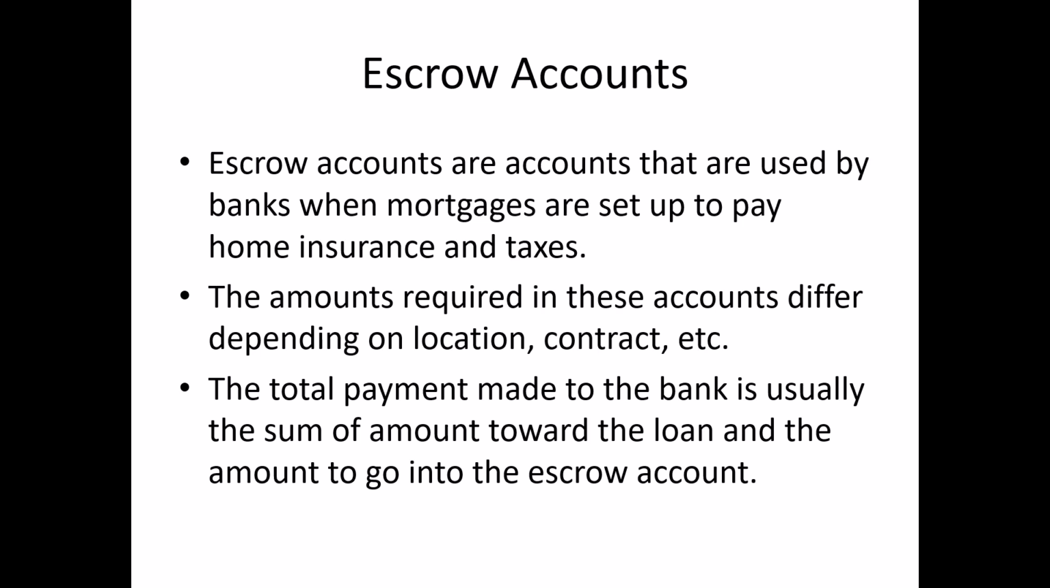So basically, there's no set amount here, but the total payment made to the bank is usually the sum of the amount toward the loan and the amount to go into the escrow account. So when you make a mortgage payment, the actual payment itself is divided into two parts. You have the part that goes toward the loan that the bank made you, and then the part that goes toward the escrow account so that they can handle the processing of these home insurance and taxes.